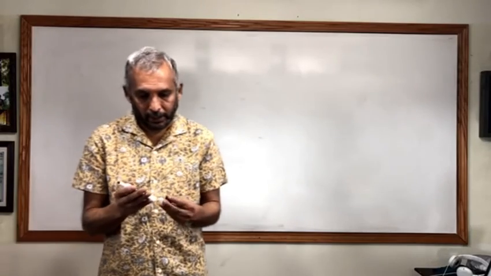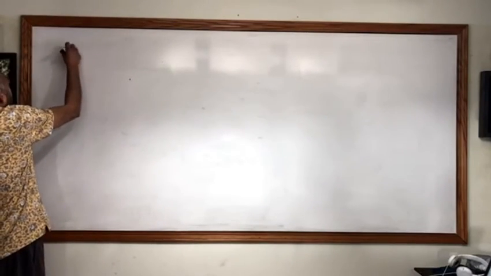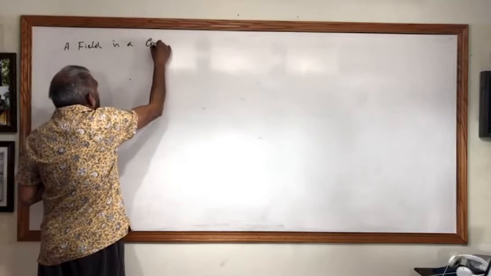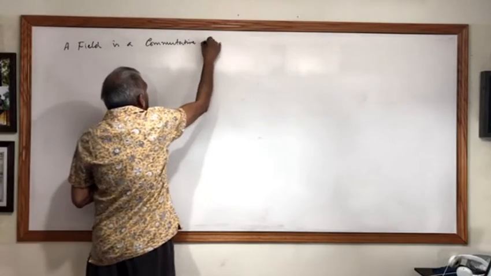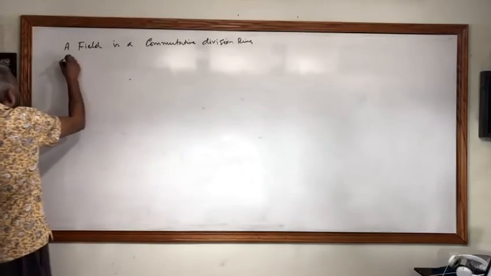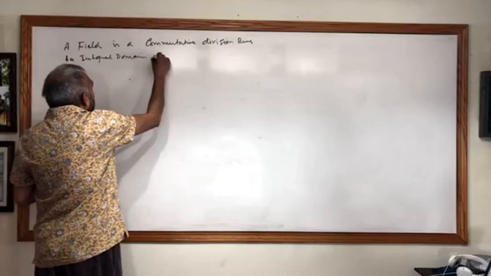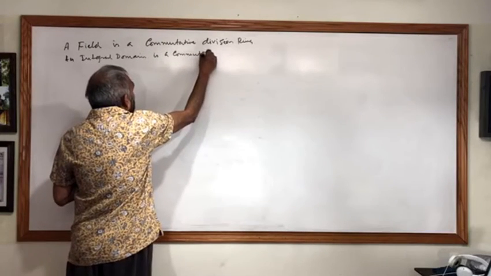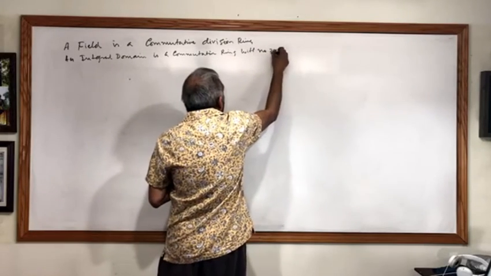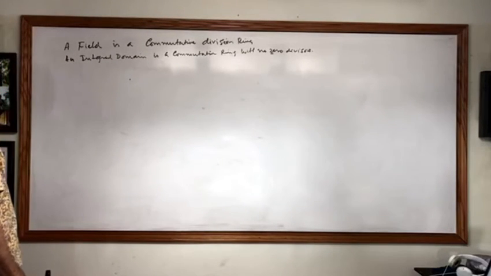Now we are going to discuss some nice relationships between a field and an integral domain. A field is a commutative division ring, and an integral domain is a commutative ring with no zero divisors. So these are the definitions of an integral domain and a field.